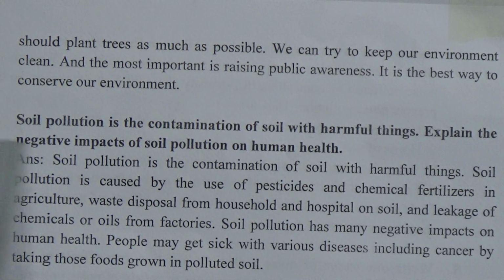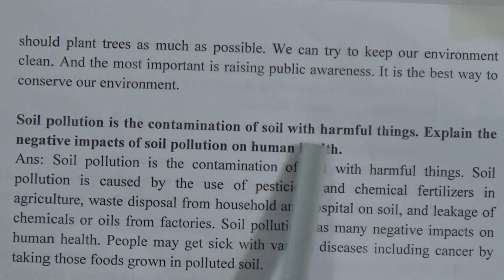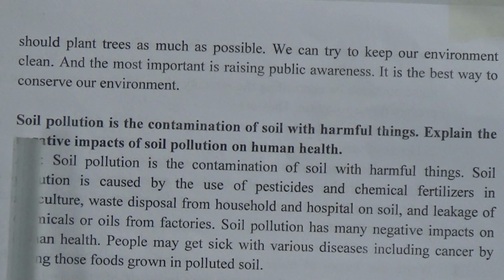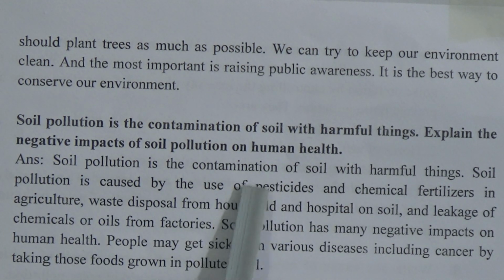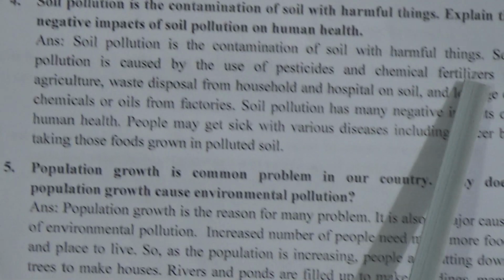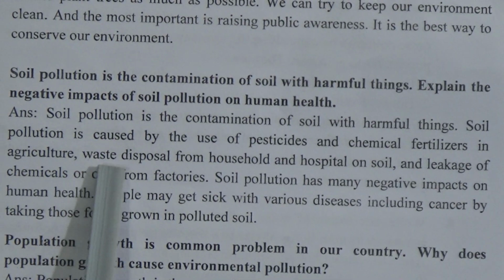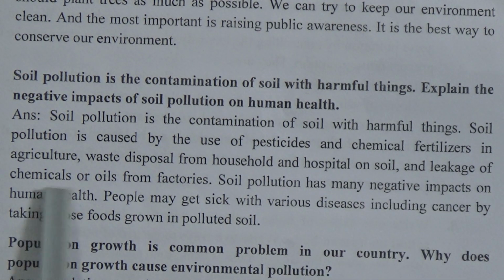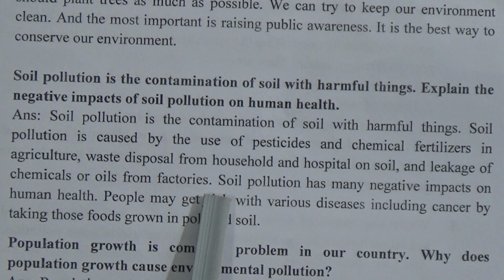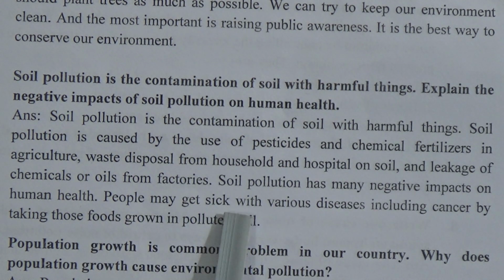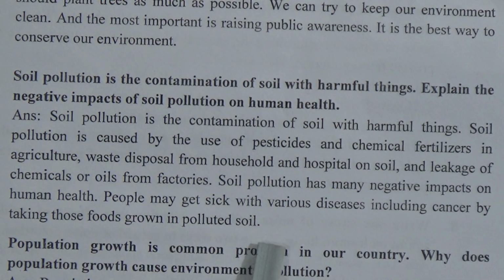Now CBQ number 4. Soil pollution is the contamination of soil with harmful things. Explain the negative impacts of soil pollution on human health. Soil pollution is caused by the use of pesticides and chemical fertilizers in agriculture, waste disposal from household and hospital on soil, and leakage of chemicals or oils from factories. Soil pollution has many negative impacts on human health. People may get sick with various diseases including cancer by taking foods from polluted soil.